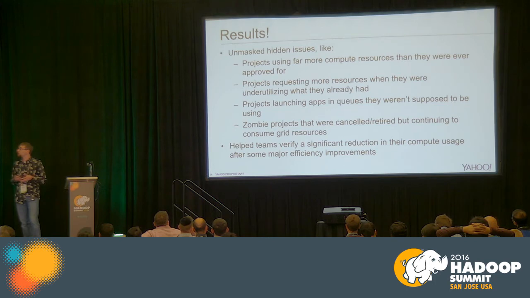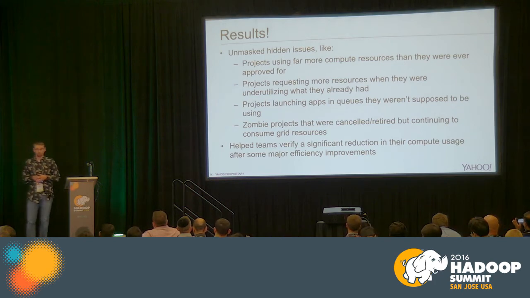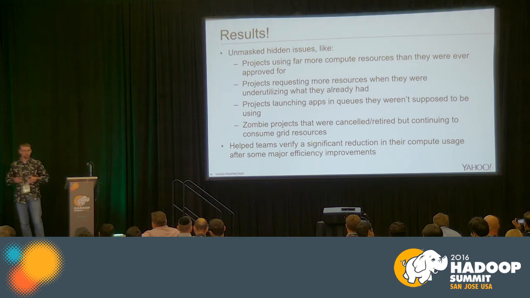So, results. It's been just over a year since we rolled out the last piece of this. And through it, we've been able to unmask a variety of different hidden issues, like projects using far more compute resources than they were ever approved for. I can imagine this is probably one of the most common problems that people have. And we don't necessarily attribute malice or sneakiness to this.